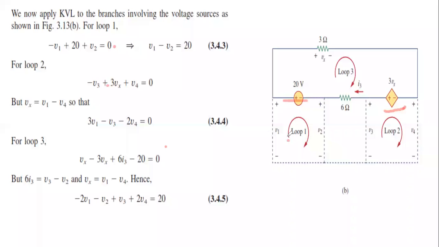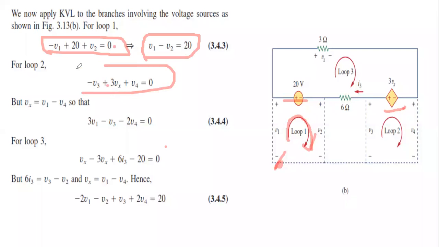So if you apply KVL in this loop, loop 1, you start from this point. Minus is coming first, so minus V1 plus 20 plus V2 equal to 0. So this is the first KVL equation which we are getting. This is another equation, that is the third equation you can say.